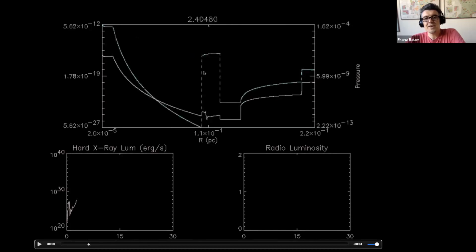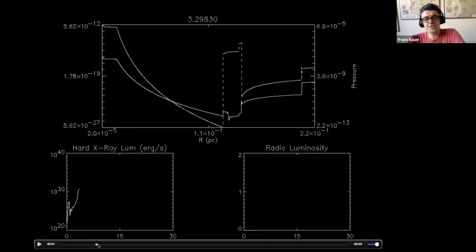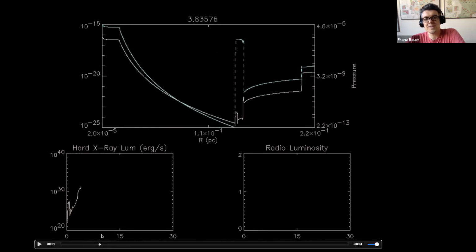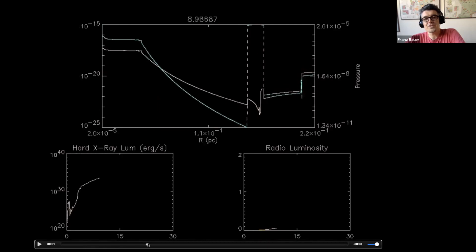So you can see this is the pressure, this is the density. You can see the X-rays are rising, not much radio yet, and then it slams into the H II region, and you start to see an increase in the X-ray luminosity because the density is increasing, right? And then again, it proceeds, you start to see the radio emission now. It develops a forward and a reverse shock.